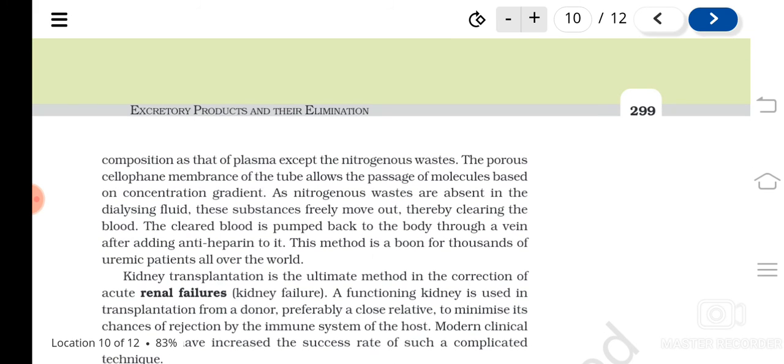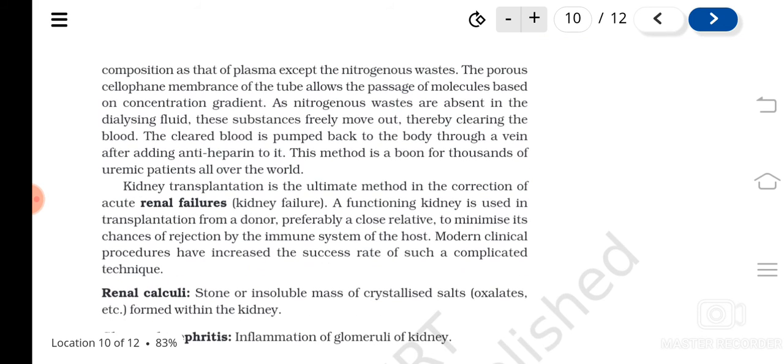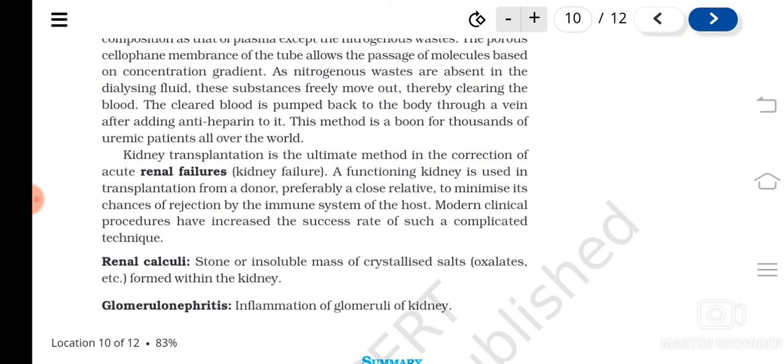According to the concentration gradient, as the cellophane tubes are placed in a dialysing fluid which has the same osmolarity as the blood plasma, the nitrogenous waste will just move out. Understood? This clears the blood, and the cleared blood will be pumped back to the body. So this is what? Artificial kidney or hemodialysis.